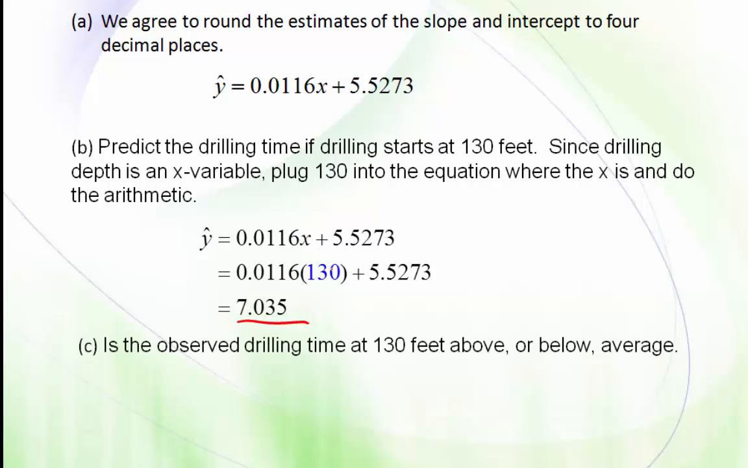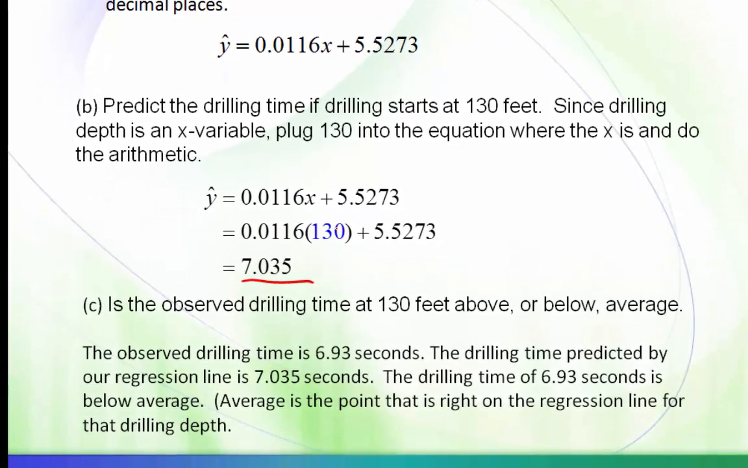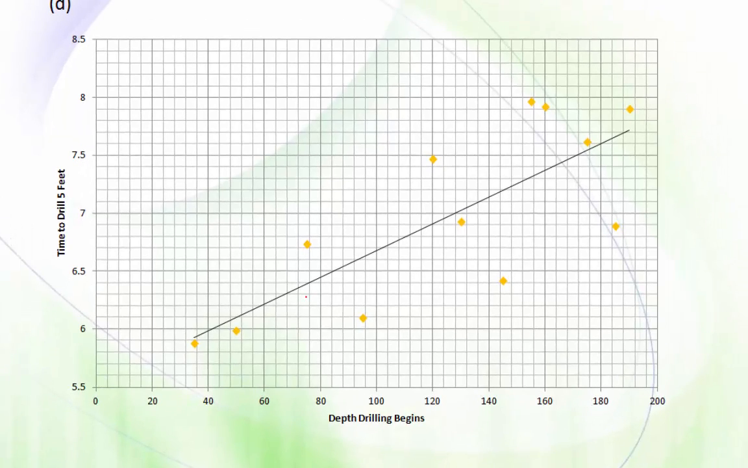Is the observed drilling time at 130 feet above or below average? So if we go back to the data, we remember our observed drilling time was 6.93 seconds. The drilling time predicted by our regression line is 7.035 seconds. So the drilling time of 6.93 seconds is below average. Average is the point that is right on the regression line for that drilling depth. So average at 130 would be 7.035. And this is the scatter plot with the line graphed on it.